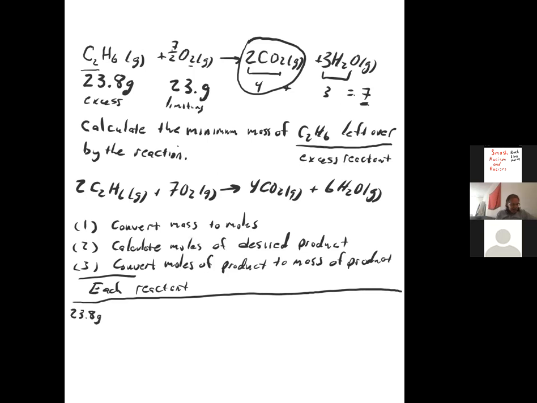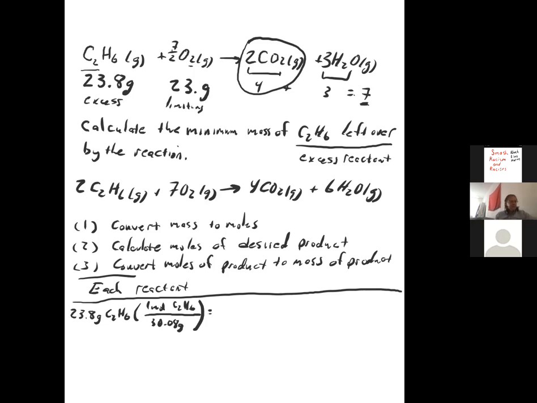23.8 grams of C2H6. You've got to calculate the molar mass, right? You convert mass to moles by dividing by the molar mass. So 1 mole of C2H6 per 30.08 grams. Where did I get that 30.08 grams? That's the molar mass. I calculated it: 2 carbons, 6 hydrogens. That's back in section 3.4. If you don't know how to do that, you've got to go back and review that, okay?